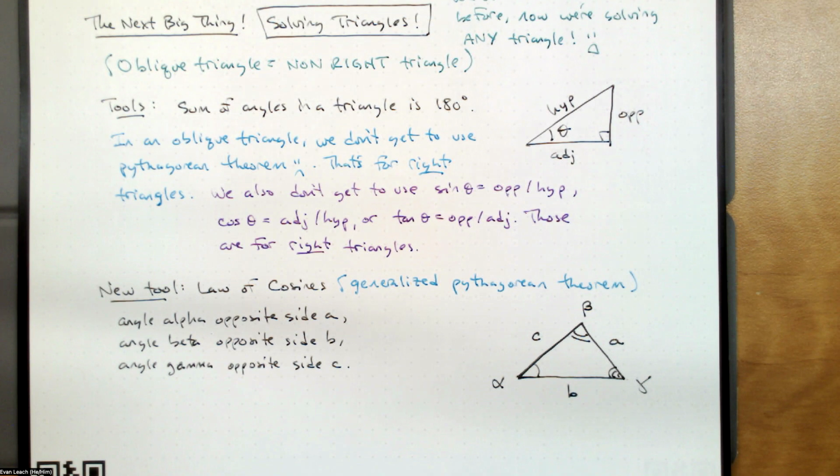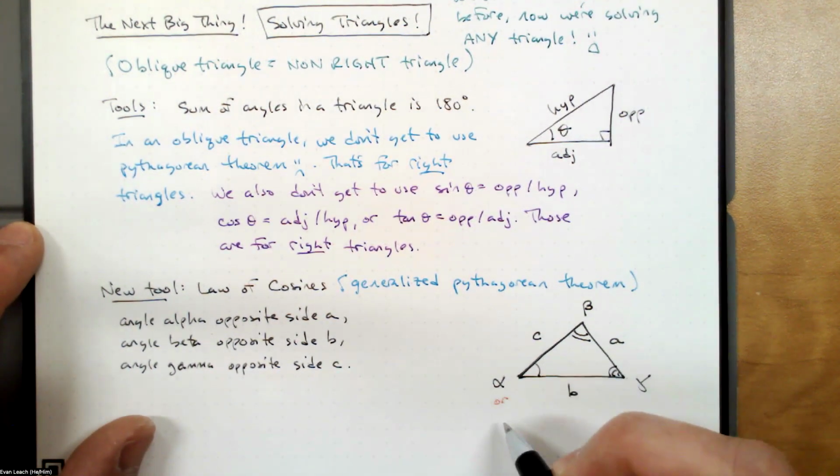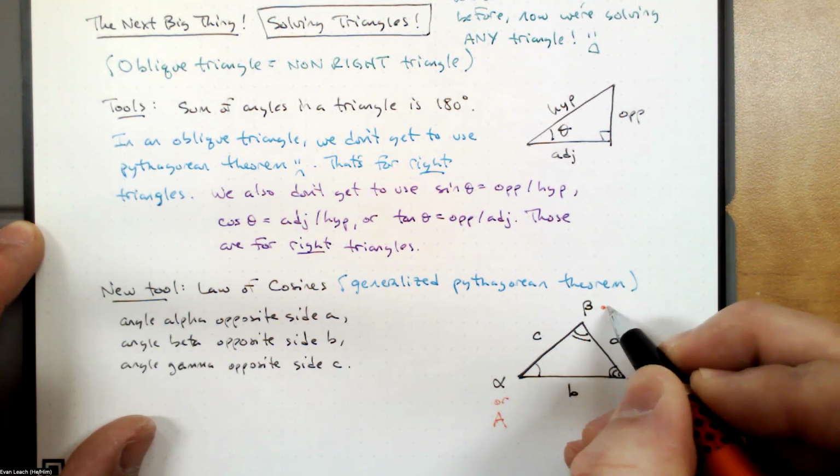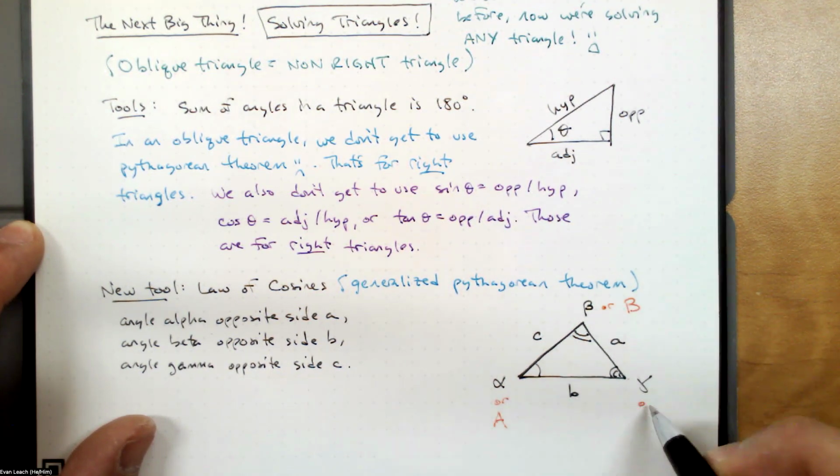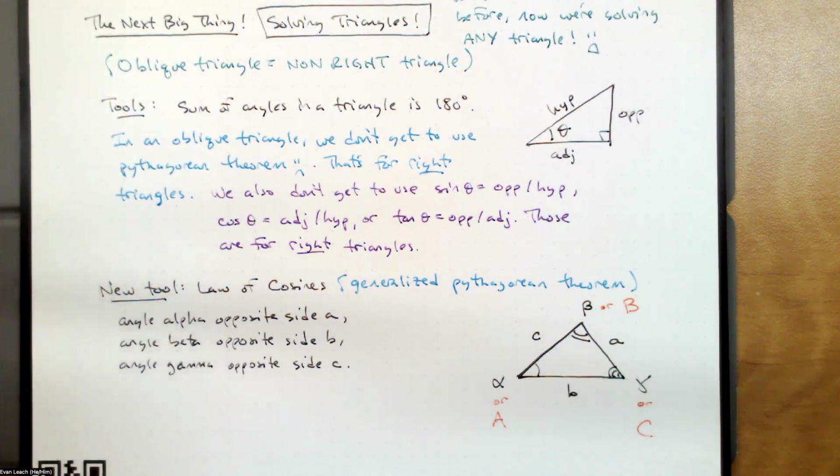It's something completely different. So another setup that you might see is alpha or capital A, beta or capital B, gamma or capital C. C is also a terrible choice because when you're writing, it's hard to tell a capital C from a lowercase c. Unless you have very consistent sizing in your handwriting. Let's write down the law of cosines, which is going to be our generalized Pythagorean theorem.